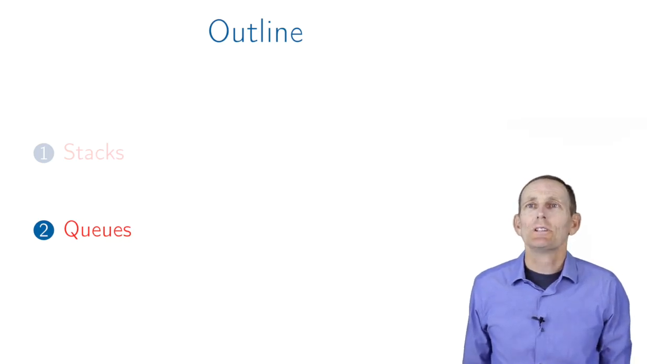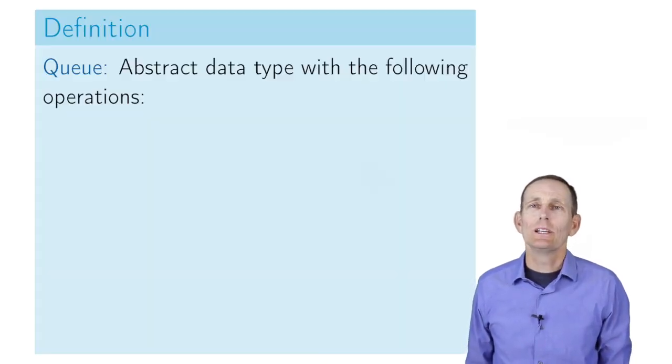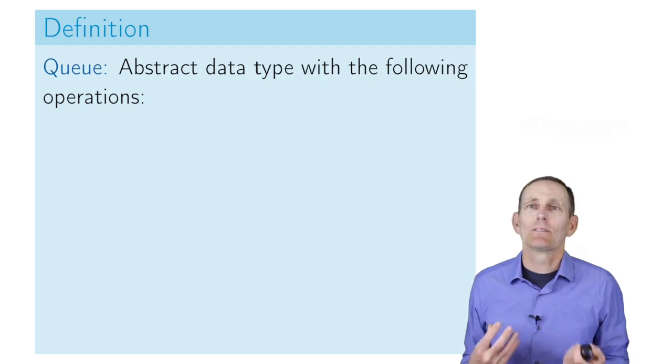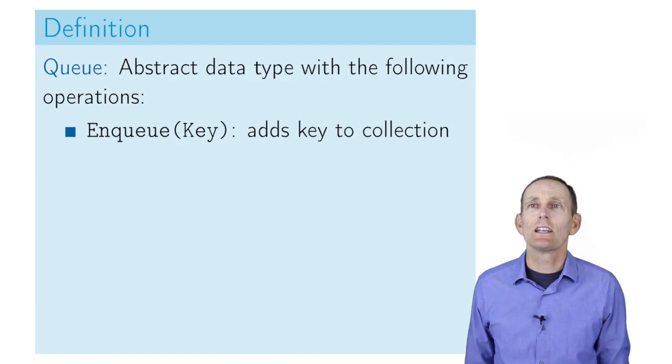Now let's talk about queues. So a queue has some similarity with a stack, but it's in a fundamental way different. It's an abstract data type, and these are the operations that it has.